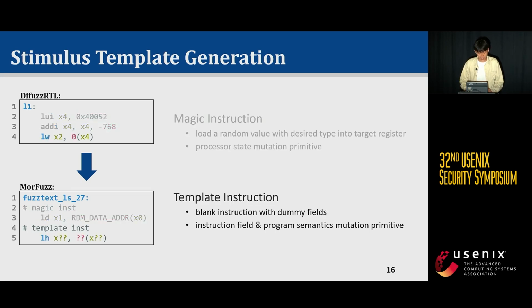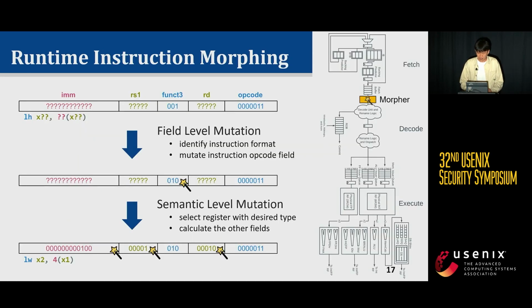And we also replace all payload instructions with template instructions. The template instructions are blank instructions with dummy fields. They only contain necessary information to calculate the memory layout of the stimulus template. And during the runtime, MorFuzz will morph these template instructions into meaningful and diverse instruction streams.